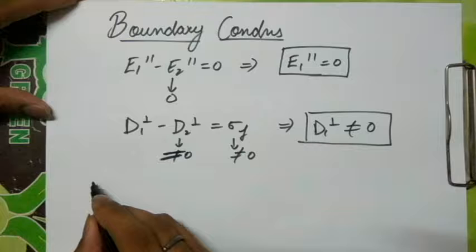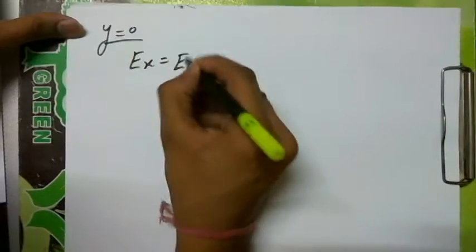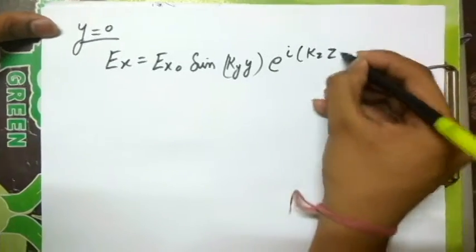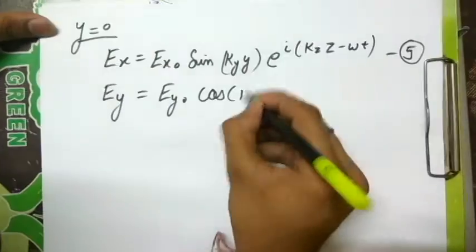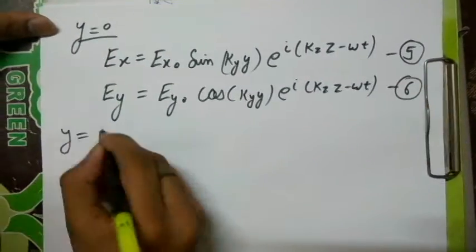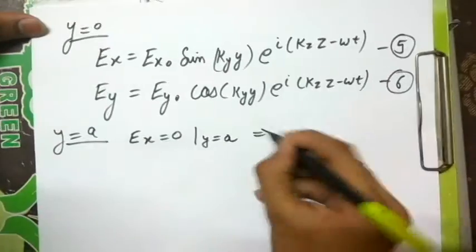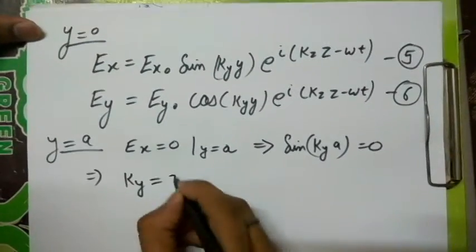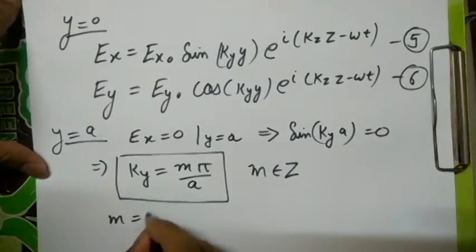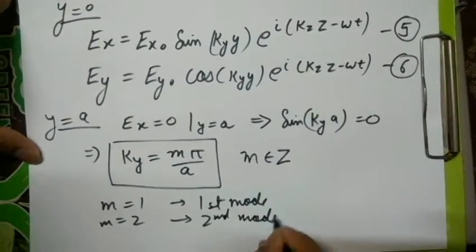But sigma f is non-zero, which implies D1 perpendicular is non-zero. Applying boundary condition at y equal to 0 and using this result, we get Ex as equation number 5 and Ey as equation number 6. Applying boundary condition at y equal to a, we get sin kya equal to 0, which means ky equal to m pi by a, where m is an integer.